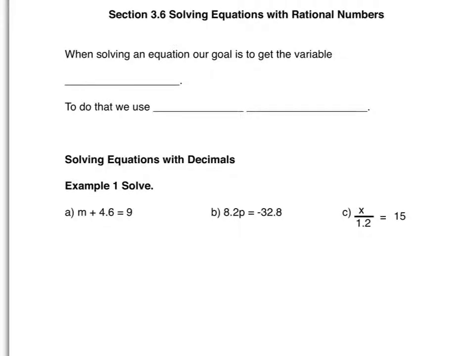In section 3.6, we're going to talk about solving equations with rational numbers, or in other words, solving equations with decimals and fractions. Remember back to chapter 1 and chapter 2, when solving an equation, our goal is to get the variable alone. What I mean by getting the variable alone is get the letter on its own side of the equal sign.